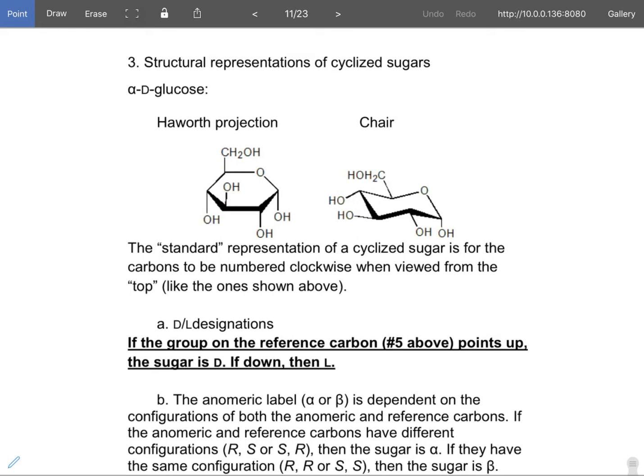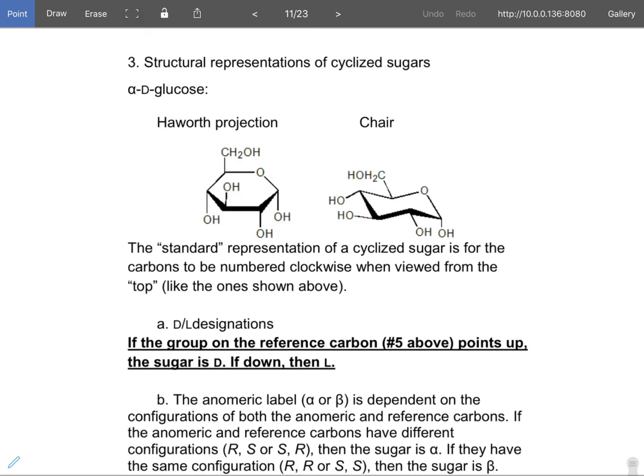So it might seem like Haworth projections are fantastic, and they are for drawing. However, recognize that this is not reflective of reality, right? The sugars are not planar. This looks like it's all in one plane, like a benzene ring or something, and that's not the way sugars are in reality. In reality, they're going to form chairs, like you see with cyclohexane, for example.